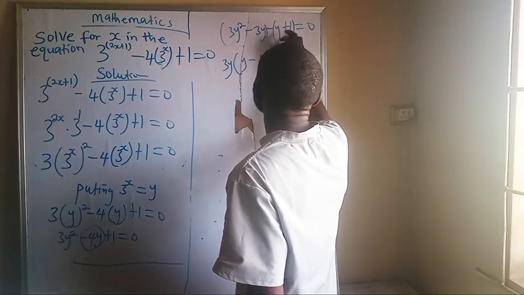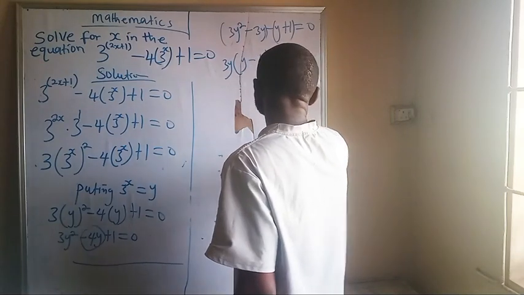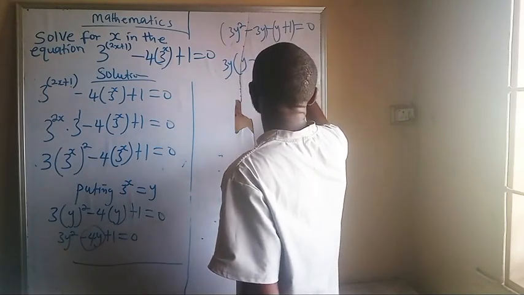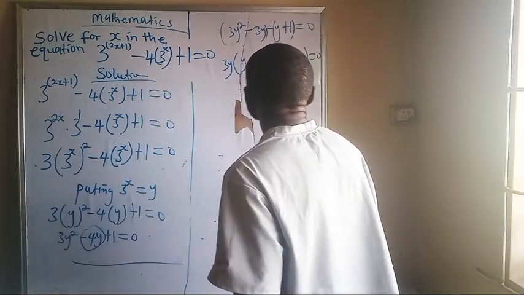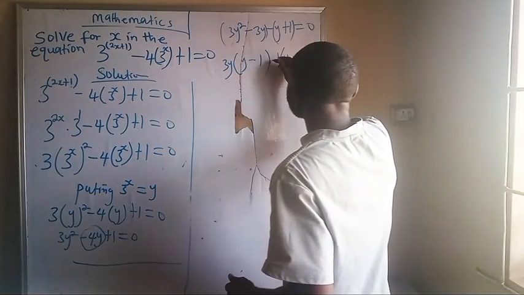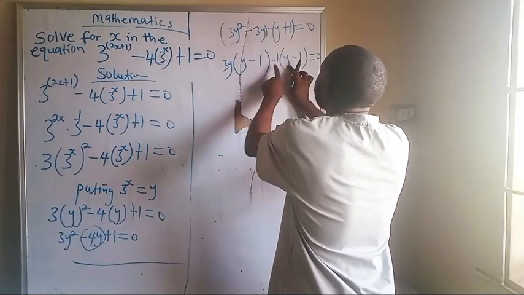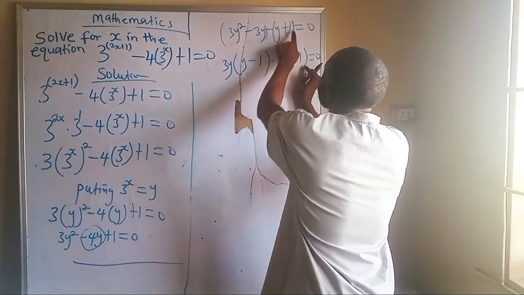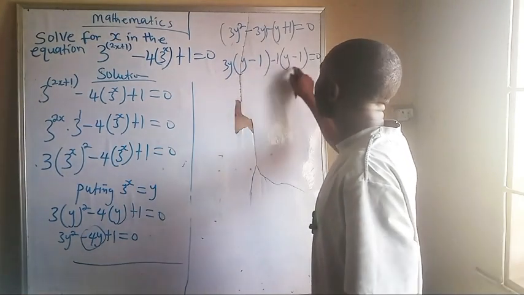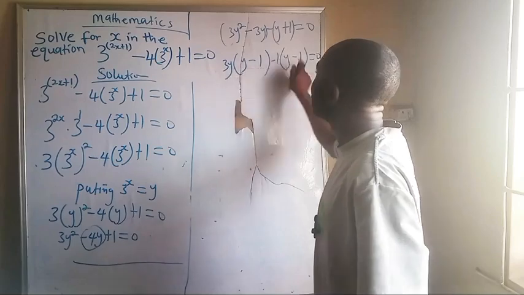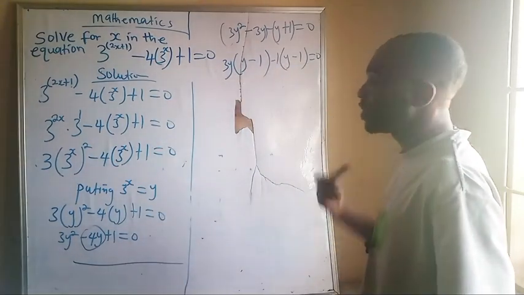Then the highest common factor of the second bracket is 1. So here will be y, and here will be -1, which is equal to 0. Because -1 times y will give us -y, and -1 times -1 will give us +1. So that's the two. When you're factorizing, make sure the two brackets give you the same answer. If the two brackets are not giving you the same answer, it means you are wrong.